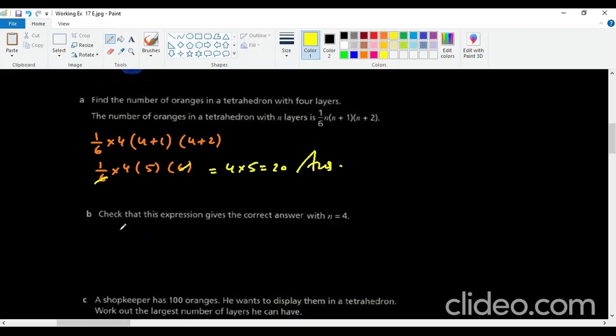Then comes check this expression gives the correct answer with n equals 4. That means 4 times 5 times 6 divided by 6 is giving us 20.